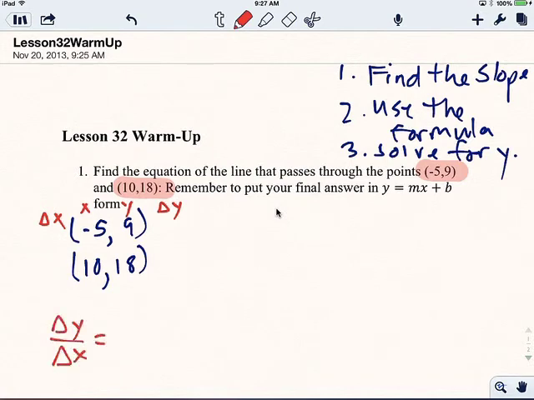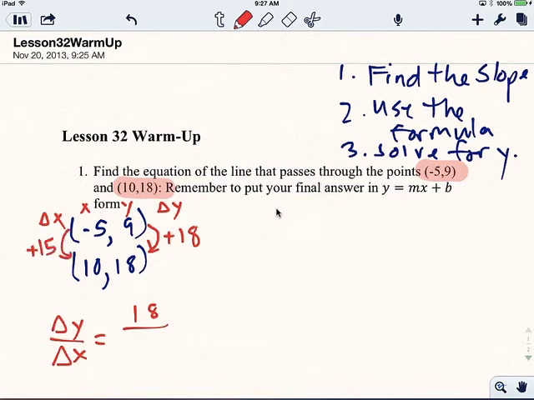So the change in y, it goes from 9 to 18, that's plus 18. And so I'm going to put 18 on the top of my fraction down here. I'll try to write that a little bit more legibly, sorry. And then -5 to 10 is plus 15.